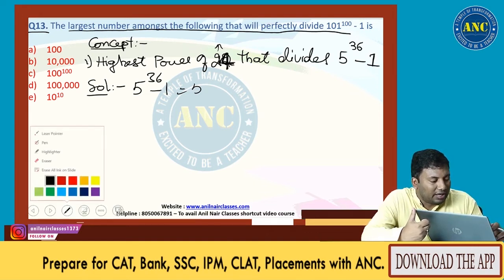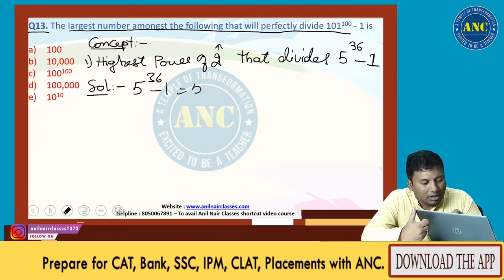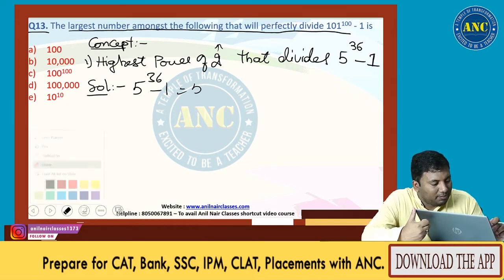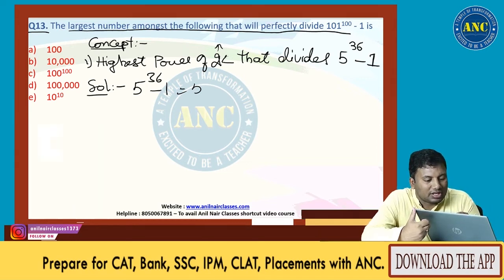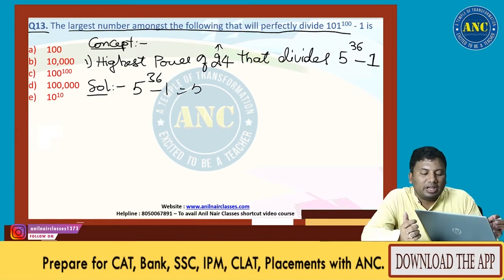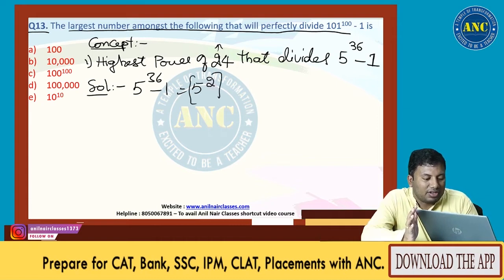Why take a multiple? Let me simplify the question and start from the basics. Highest power of 24 that divides 5 power 36 minus 1. Which power of 5 is closer to 24? 5 square. So it is 5 square power 18 minus 1. 25 is nothing but 24 plus 1, power 18, minus 1.